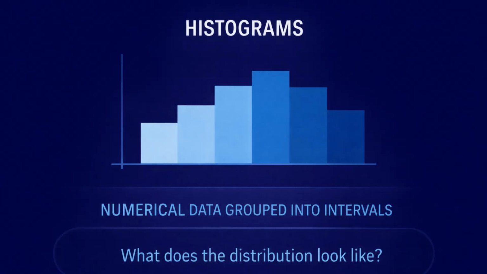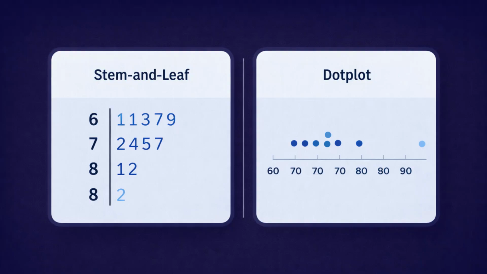Histograms are used for numerical data grouped into intervals. The bars touch because the data are continuous. Histograms help answer the question, what does the distribution look like? Stem and leaf plots and dot plots are useful for small numerical datasets. They help you see individual values, clusters, and outliers quickly.